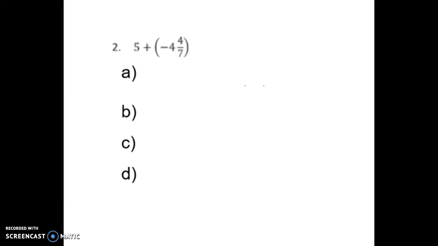Example 2 gives us an addition problem, 5 plus negative 4 and 4/7. And just like we've been doing for the past 2 days, what we're going to want to do is look at the negative 4 and 4/7 as really two different numbers. What we're really going to say is that we have 5 plus a negative 4, and then if I'm going to take away the negative 4, I also take away the 4/7. So I'm going to write it splitting this apart.